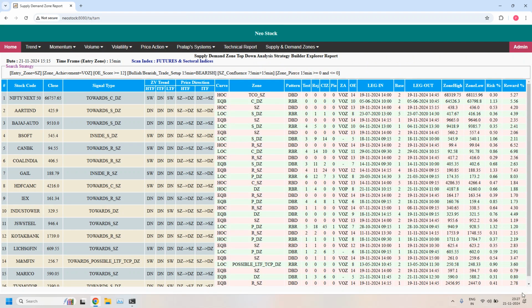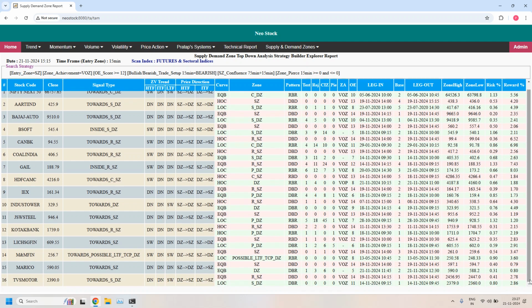We got again a big list. 16 stocks are filtered. These are the first 15 stocks. I'm scrolling the list down. So we got a total of 16 stocks. These are the high probability setup supported zones.